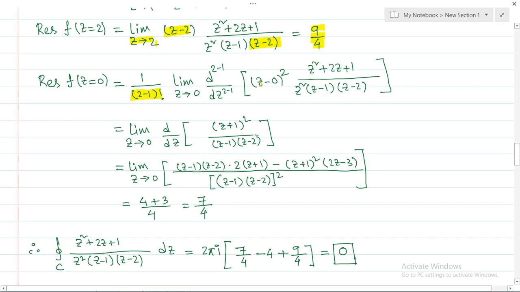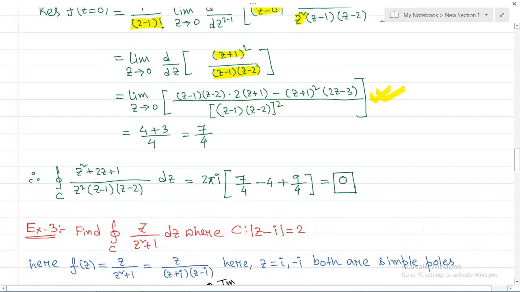Okay, so now z square and z square are going to cancel out from here, and we have to take the single derivative. D to the power 2 minus 1 means d/dz, so d/dz of (z plus 1) whole square divided by (z minus 1)(z minus 2). So applying the u upon v rule, we have the derivative like this, and thereafter we have to substitute the limit z tends to 0. After substituting limit z tends to 0, the result is coming 7 by 4.